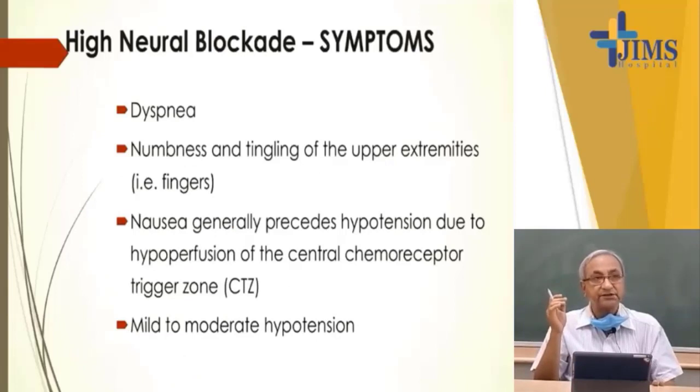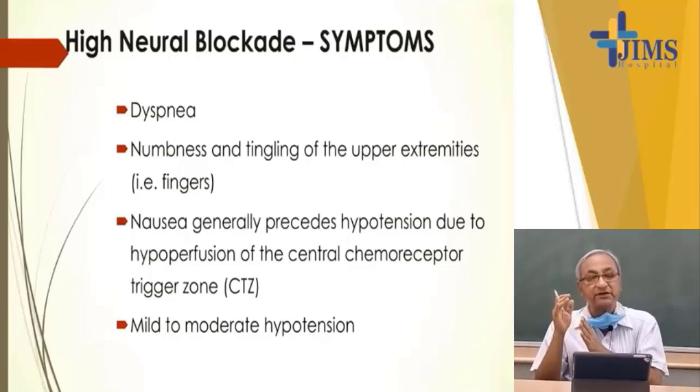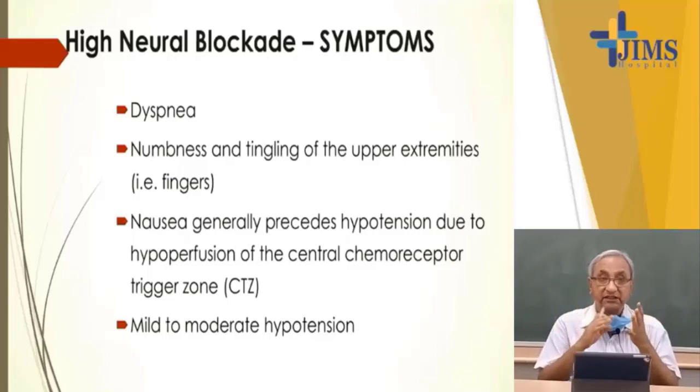In certain cases, due to certain conditions, there can be a high neural blockade. What is meant by high neural blockade? We give the regional anesthesia usually at the lumbar, sometimes in the thoracic vertebra level. But suppose the drug travels upwards and hits the medulla. The medulla has all the vital centers of the body. So the respiratory center is there, the cardiovascular center is there.